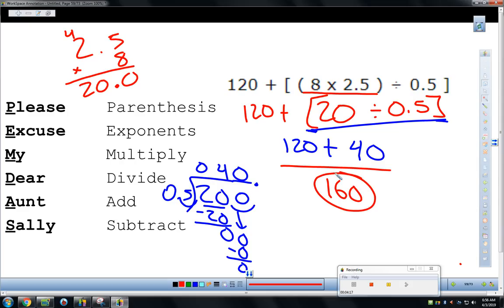Notice in both problems today, my work ends up looking like a Dorito or an ice cream cone. This is the way I want your work to look.